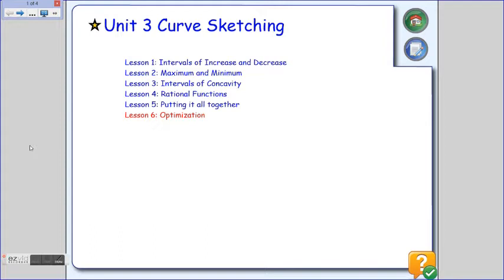Welcome to today's lesson. You are on Unit 3 Curve Sketching, Lesson 6, Optimization. So in this lesson, you will be learning a variety of real-life problems in which it is necessary to find the best or optimal value. And we're going to do this using calculus.